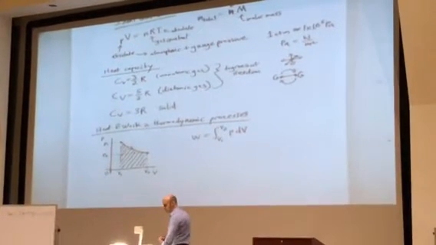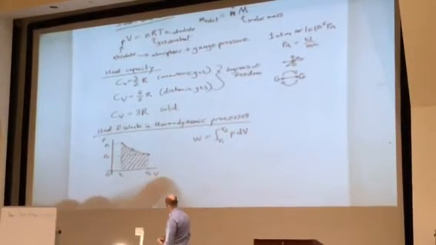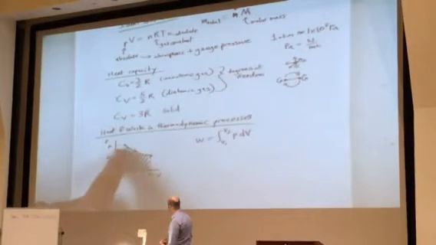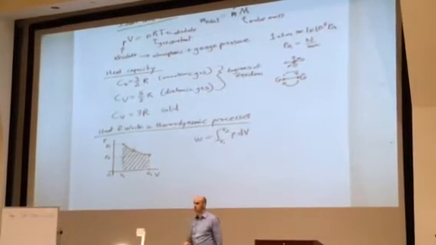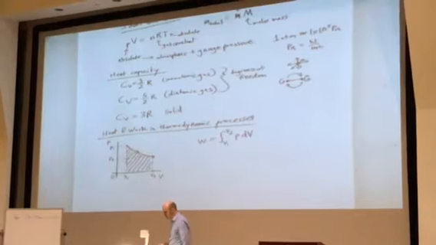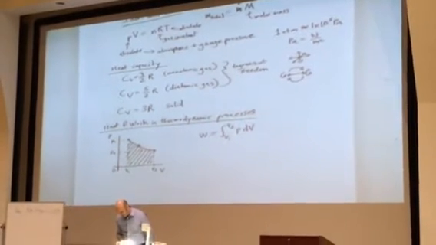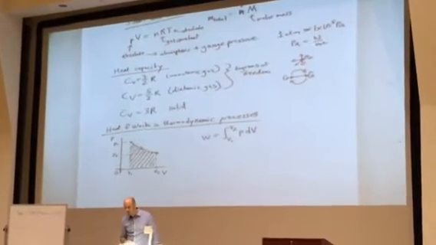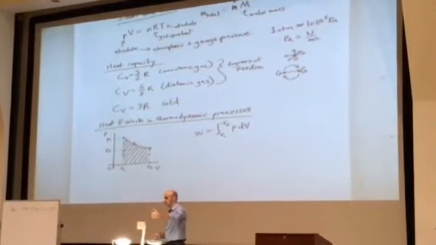If I'm going from some smaller volume to some larger volume, and I have area underneath my curve, then the work done is work done by the system, and it is positive.